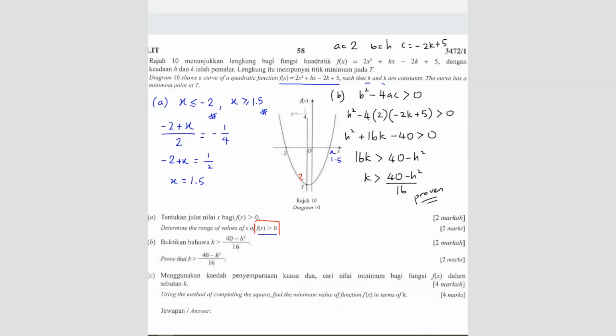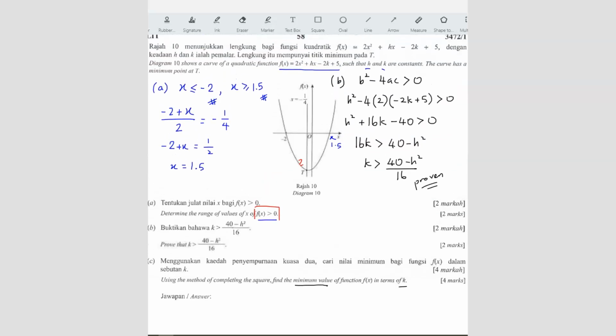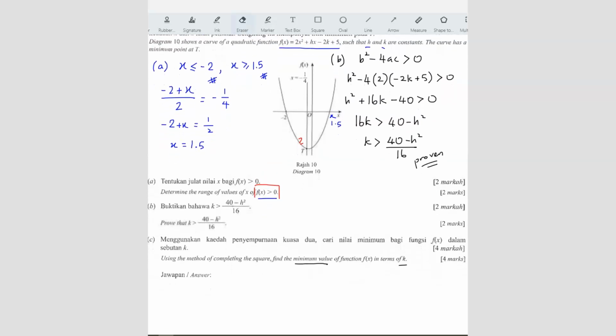Now question C. Using completing the square method, find the minimum value of the function in terms of k. So they're only asking for in terms of k. So that means we have to find the value of h, because we don't know what's the value of h, right? So we have to solve that first. So from here, the equation we have, let me rewrite the equation.